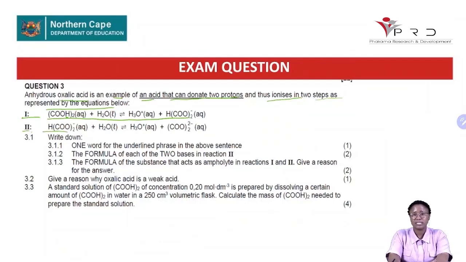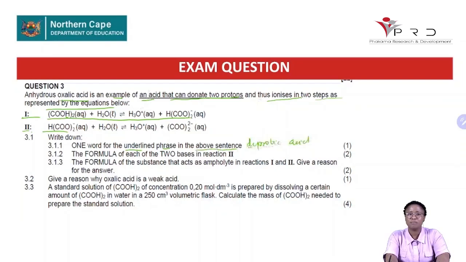Let's quickly look at 3.1.1. It says to us, write down the word for the underlined phrase in the above sentence. What is the word for the underlined phrase in the above sentence? The above underlined phrase is an acid that can donate 2 protons. What is the correct answer? Well done, guys. The correct answer is diprotic acid. So this is a diprotic acid because remember, di means 2. This means that this is the acid that can donate 2 protons.